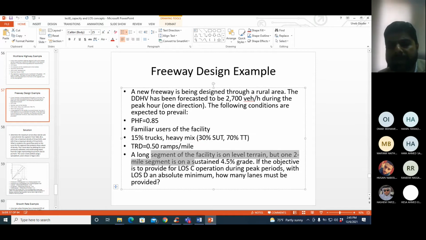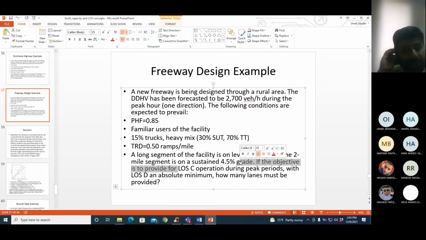A long segment of the facility has a level terrain, but a 2-mile segment has a 4.5% gradient as well. So two different terrain conditions are mixed in this example. If the objective is to provide level of service C, then how many lanes should be provided? And level of service D is also acceptable. It's a very long example. It will require a lot of work. So we will do most of the work tomorrow. But today we can at least calculate free flow speed.